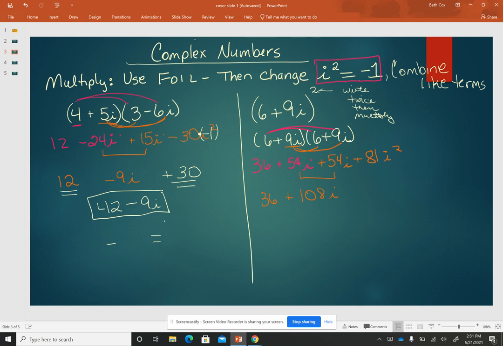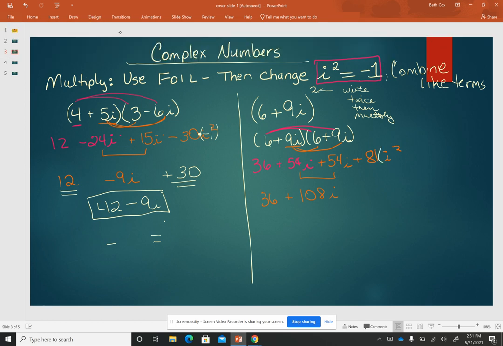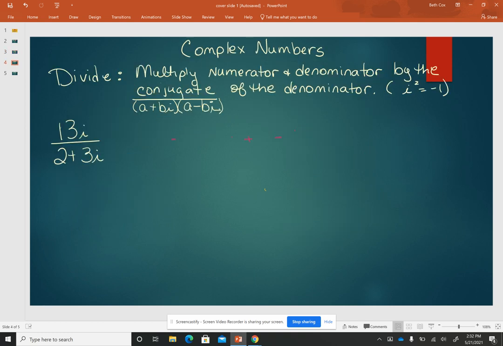There's my 36. And then remember, my i squared is really a -1, and it's multiplied. So that's going to give me a minus 81. Now I have more like terms to combine, and I think that I'm going to get -45 plus 108i. That's how you multiply. Okay, let's jump into divide.